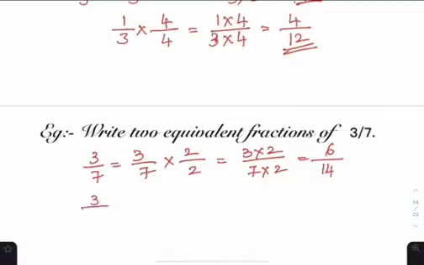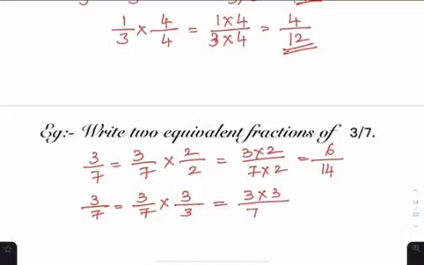Similarly, to find the next equivalent fraction, I will have to multiply both numerator and denominator with 3. Now 3 into 3 divided by 7 into 3. This comes up to 9 divided by 21.